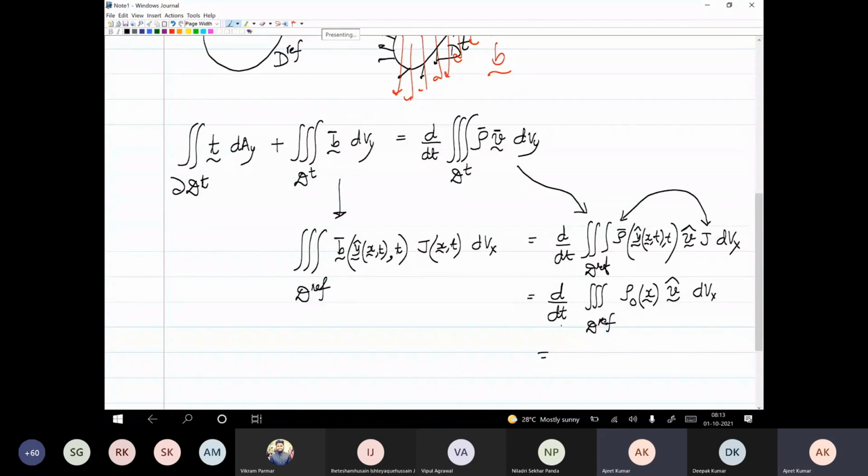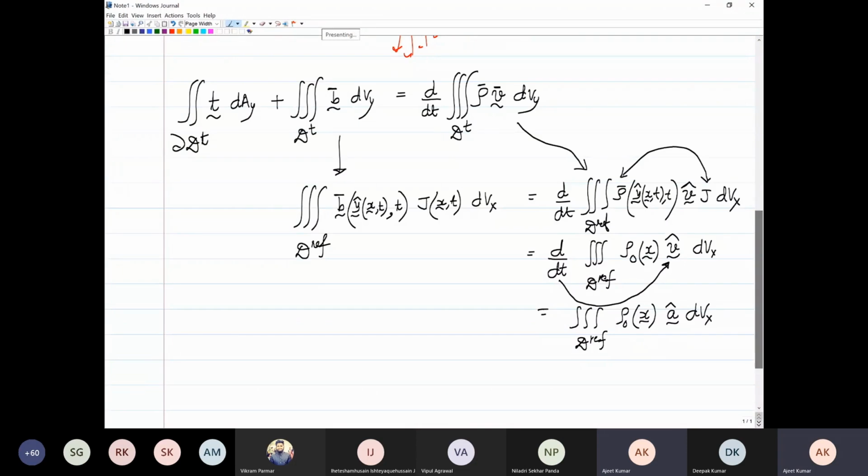And then when you bring this d/dt inside, it is only going to act on this v hat, and you have to take the material time derivative, and this is going to simply give you acceleration, right? Rho naught of x into acceleration. So what you see is that two of the terms very easily got converted into an integration over d_ref. Two of them are easily done. Of course, the last one is not so easy.